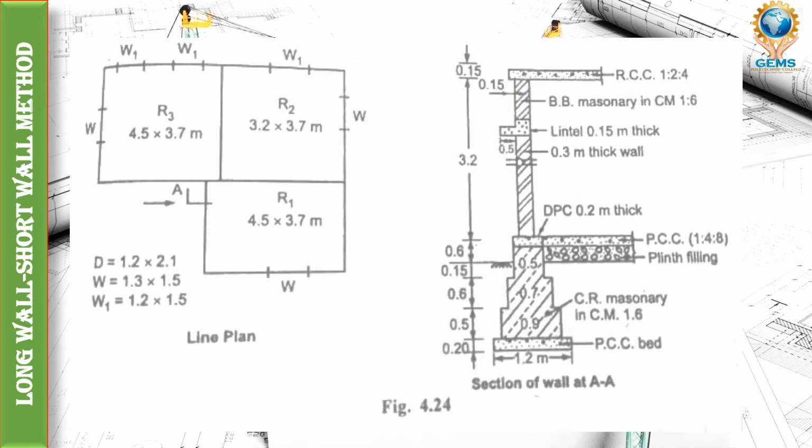On the left side you can see the plan of the building, R1, R2, R3, and its dimensions are given. Then the door size, window one size, and window size are given. Then you can see the section, where there are many things: DPC and BB masonry. The DPC thickness is 0.2 centimeter. The BB masonry total depth is 3.2, and the breadth is 0.3. This is the dimension of BB masonry and DPC. Using this only we are going to calculate the quantity of items.